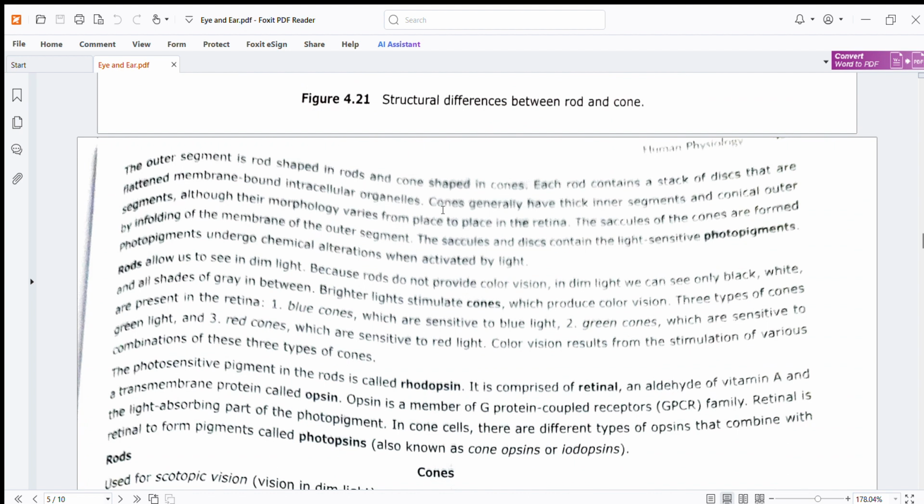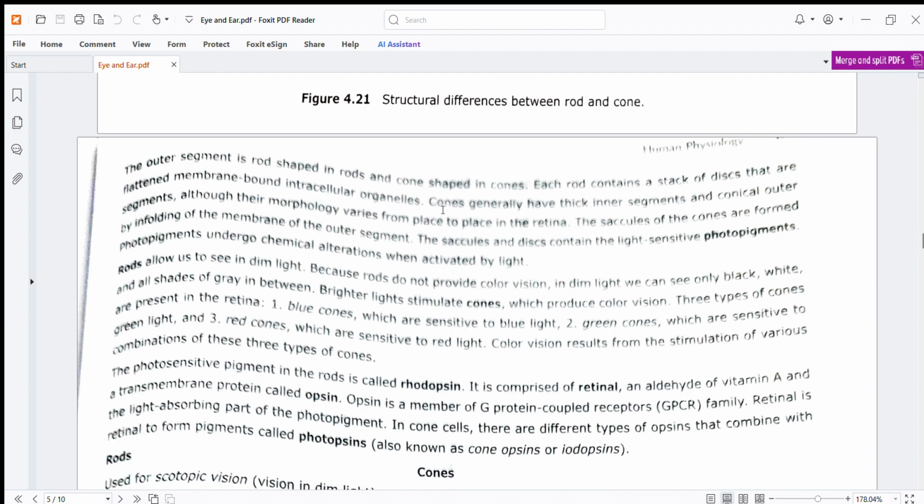Each rod contains a stack of discs that are flattened membrane-bound intracellular organelles. Cones generally have thick inner segments and conical outer segments. Although their morphology varies from place to place in the retina, the saccules of the cones are formed by infolding of the membrane of the outer segment. The saccules and discs contain light-sensitive photopigments. Photopigments undergo chemical alteration when activated by light.